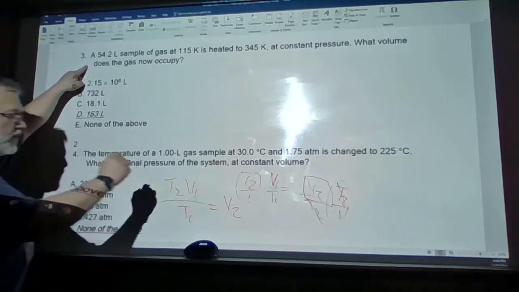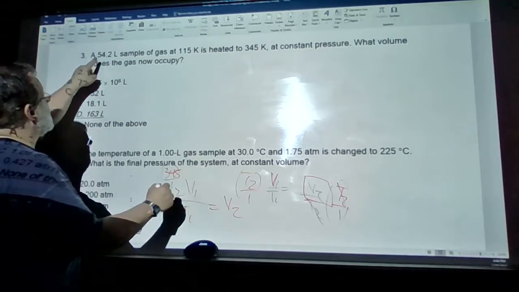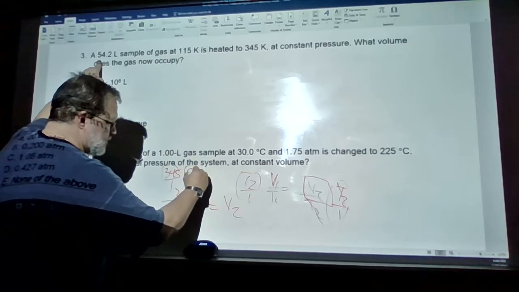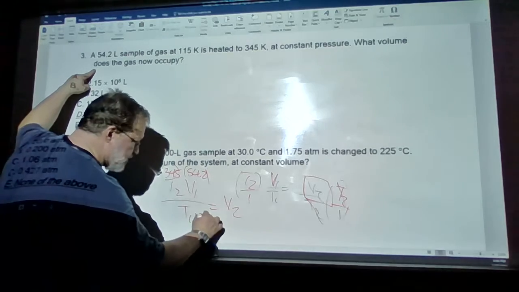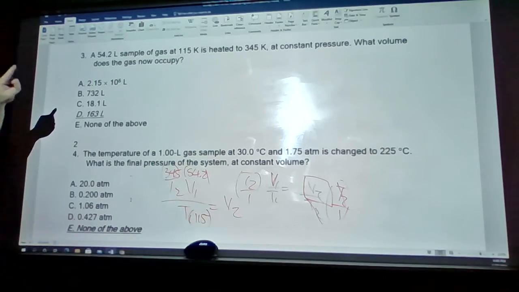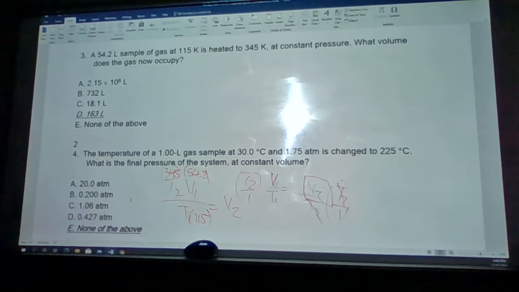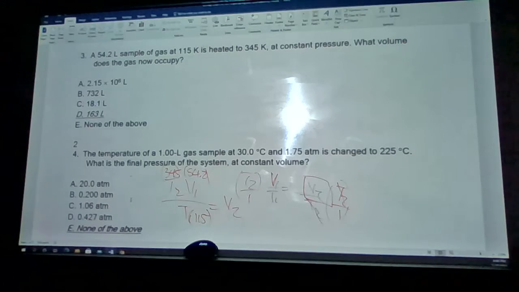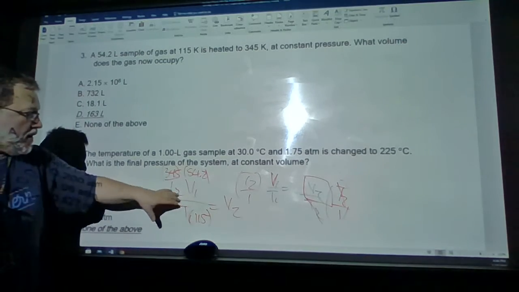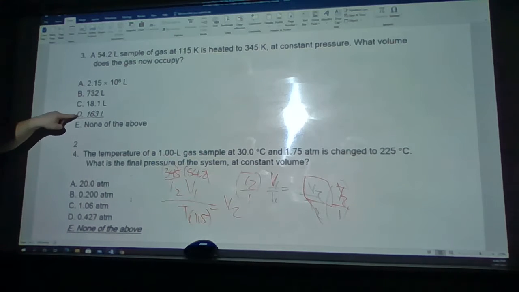T2 is 345 K. V1 is 54.2. T1 is 115 K. So temperature must be in the right units in all gas problems. If you have temperature and you're using it as a value, it must be in units of Kelvin. 345 times 54.2 divided by 115, the answer comes out to be 163 liters, number D.